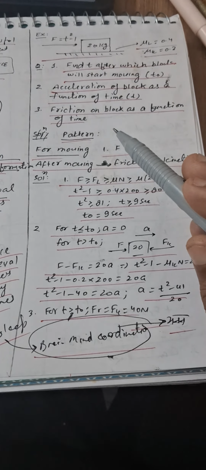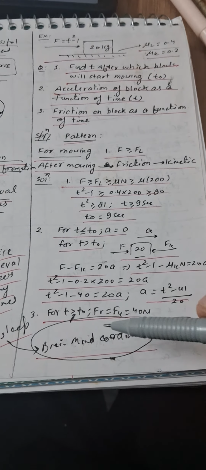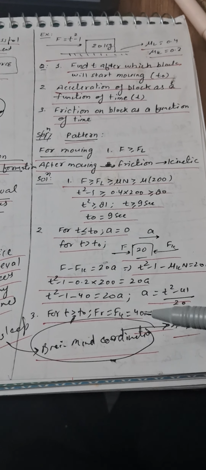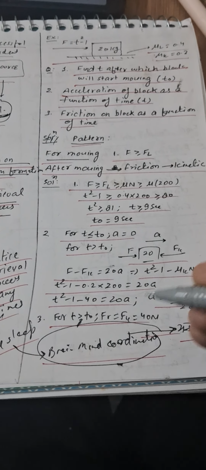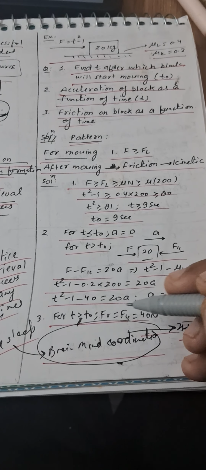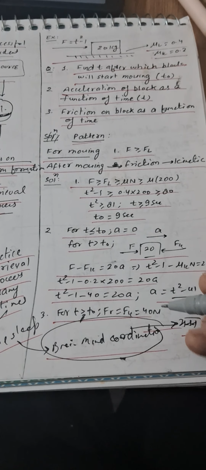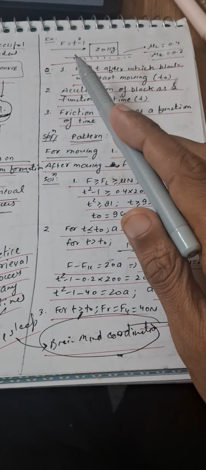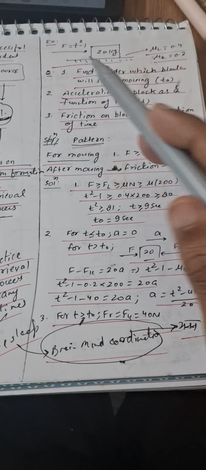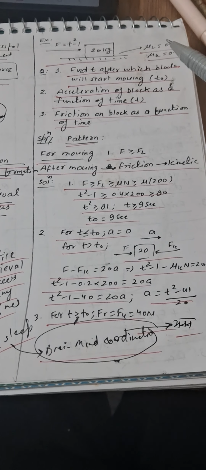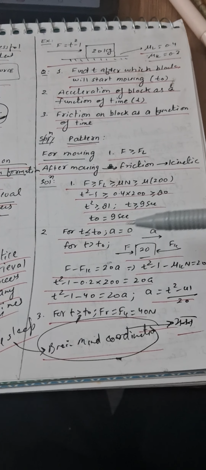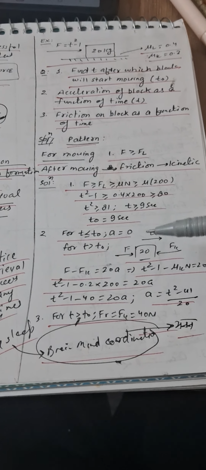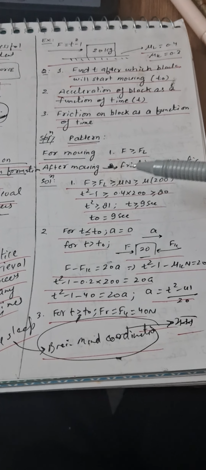Now again the question is friction as a function of time. For t greater than t naught, friction will be kinetic, which is 40 Newton. So for t greater than this, friction will be 40 Newton, and for t less than t naught, friction will be equal to the external force, which is t square minus 1. So you have seen that using that pattern, we have solved this question within, let's say, 40 to 50 seconds. So each question takes about 10 to 12 seconds.